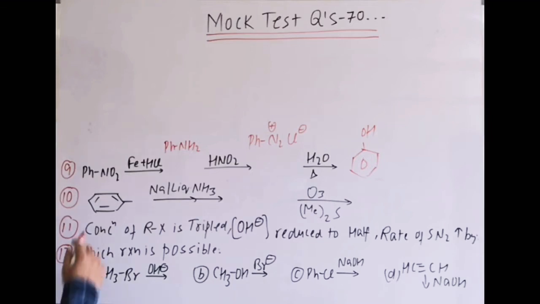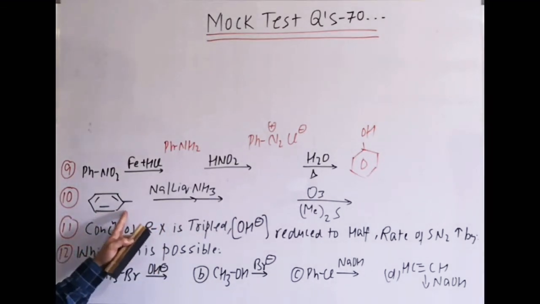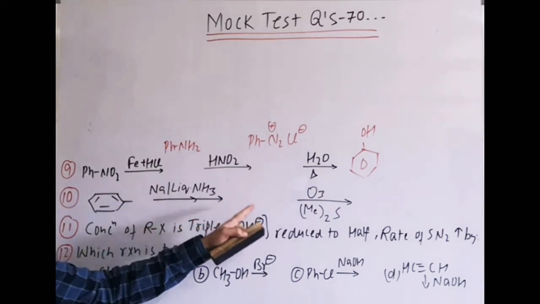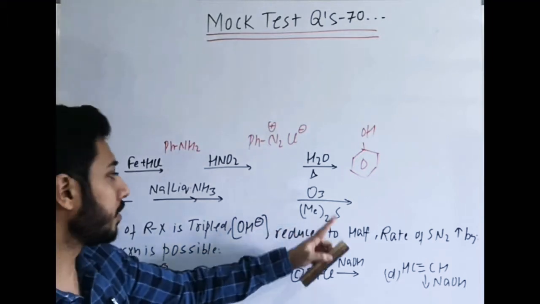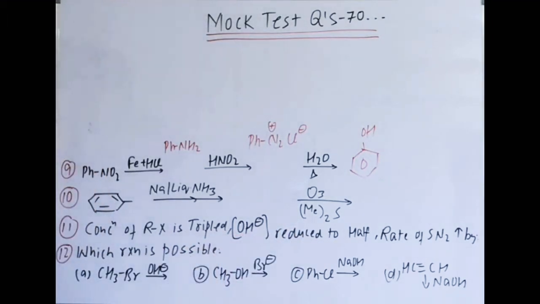Next question is toluene with Na in liquid ammonia, product formed, then ozone and dimethyl sulfide, (CH3)2S. Write down the products formed.